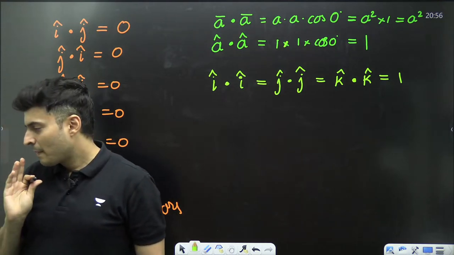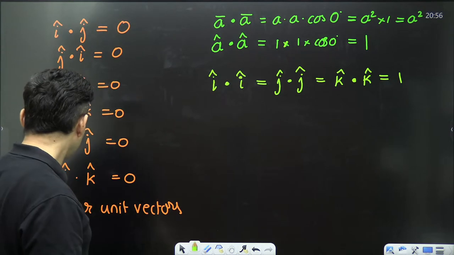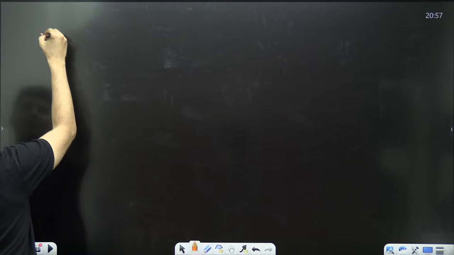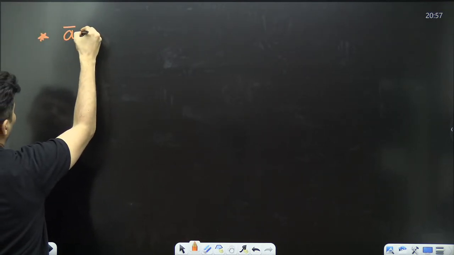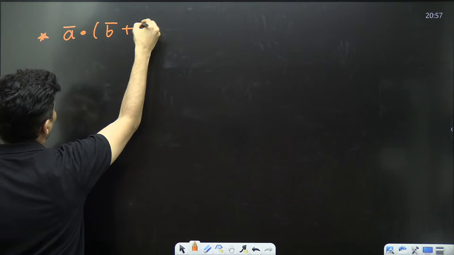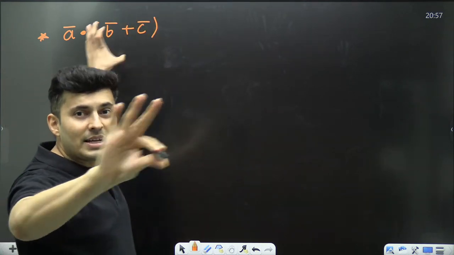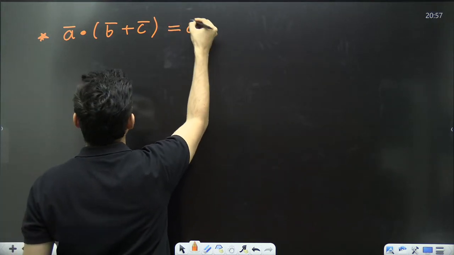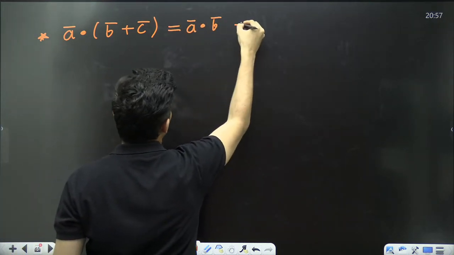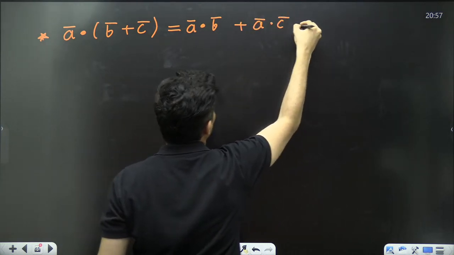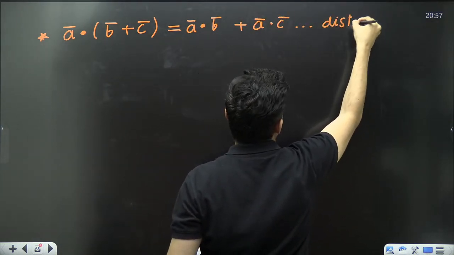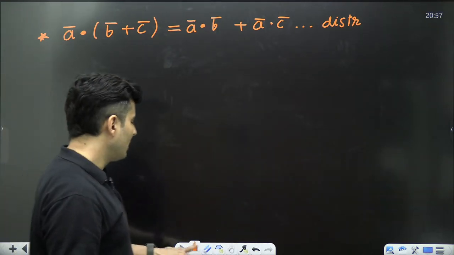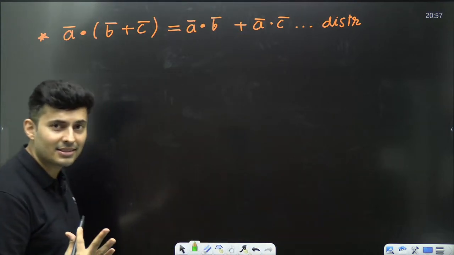Very nice. Awesomeness. Is this allowed in dot product? This property. If I take dot product of A with B vector plus C vector, can I split them? Can I open the bracket, distribute them? Yes, we can. So it will be A dot B plus A dot C. So I can distribute them. Distributive law. Definitely that is allowed. So I can show you certain examples on this.